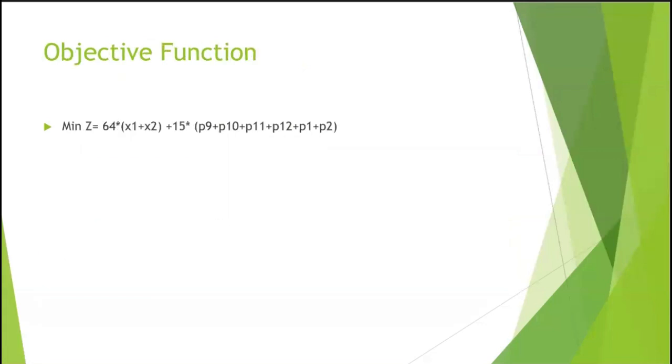With that, we can then create our objective function where we want to minimize our z equation. So we have 64, which is the cost of the full-time workers over their 8 hours, times x1 plus x2, the full-time workers, plus 15, which is the cost of the part-time workers over their 3 hours, times each of the part-time workers.